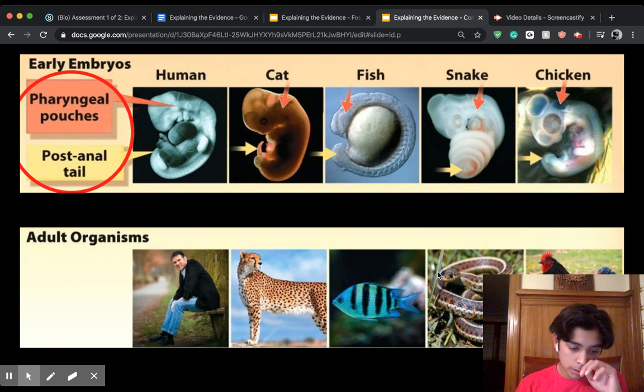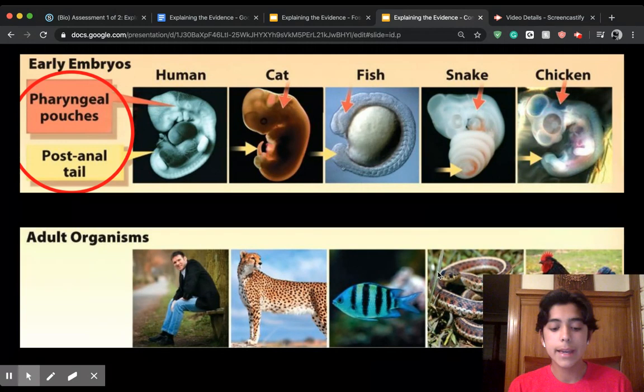An example of embryological development is the similarities between humans, cats, fish, snakes, and chickens in embryonic stages. At some point, they all exhibit pharyngeal pouches and postanal tails. Even though these structures take on species-specific shape and function later in life, it is a sign of evolution due to the homologous structures in the embryo, indicating that there was a shared ancestor.